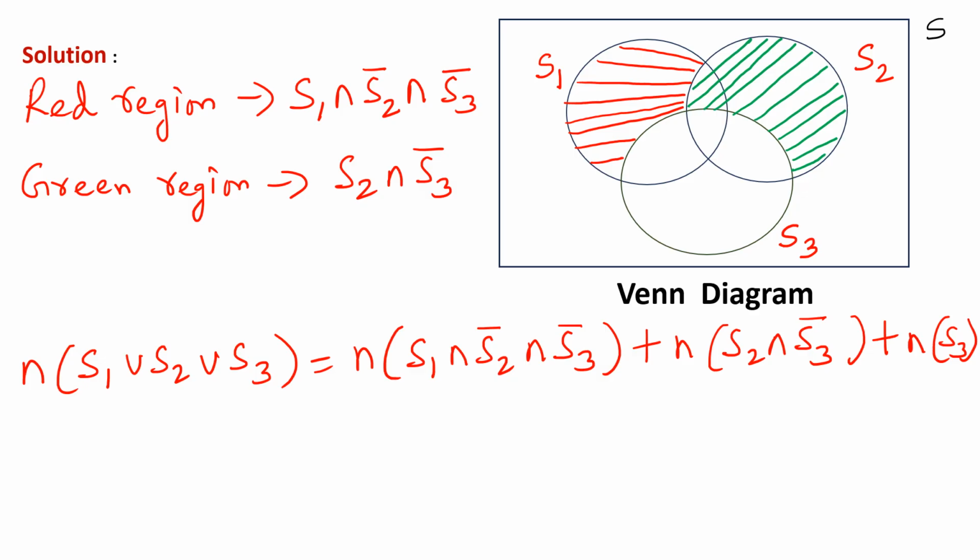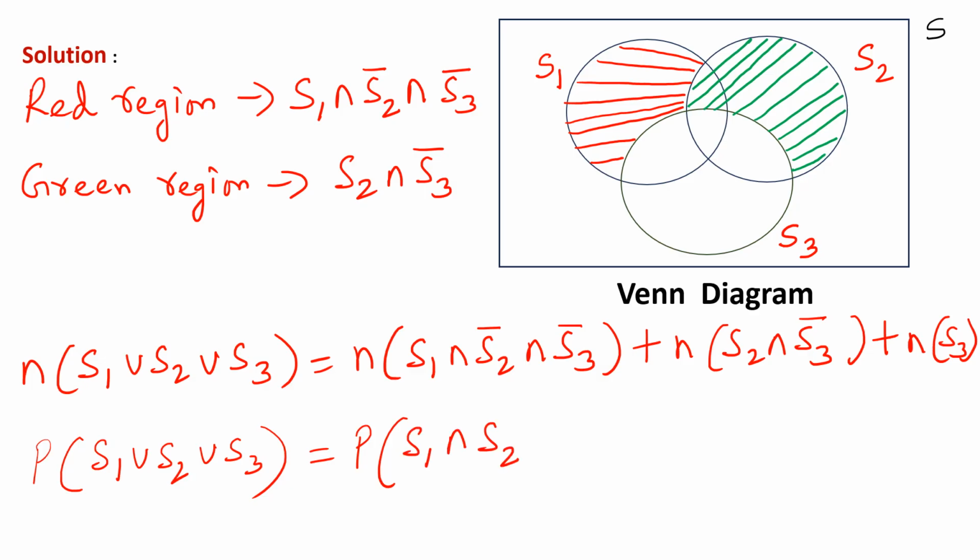Now students, if I divide the entire equation by n(S), then I get probability of S1 union S2 union S3 equal to probability of S1 intersection S2 bar intersection S3 bar plus probability of S2 intersection S3 bar plus probability of S3.